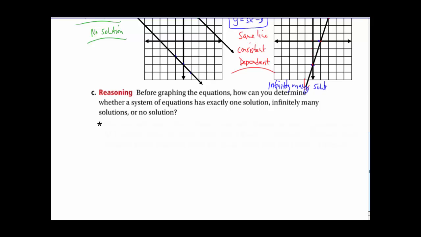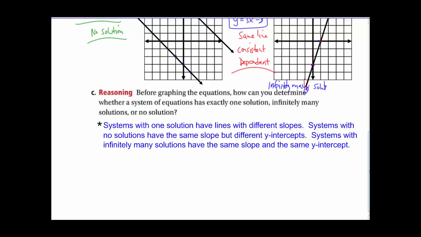Same rationale: systems with one solution have lines with different slopes, and therefore they're going to intersect. Systems with no solutions have the same slope but different y-intercepts. And systems with infinitely many solutions have the same slope and the same y-intercept. All that before you even graph it. Then we want to graph it and check.